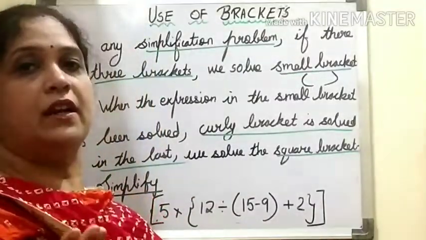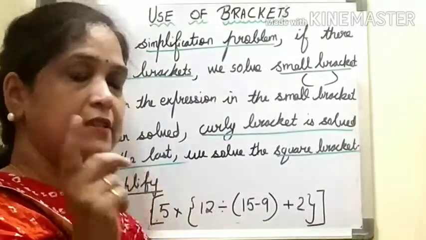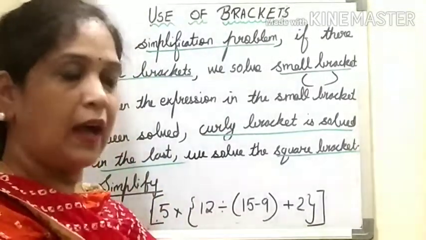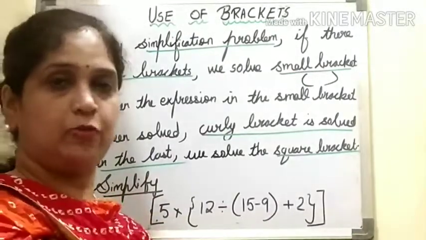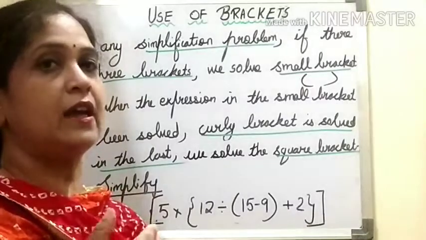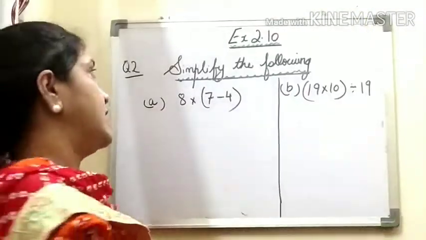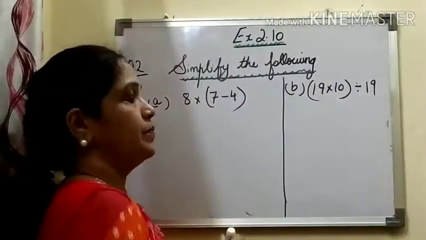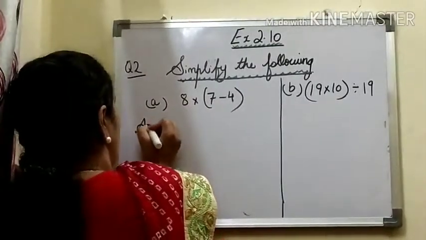It will be clearer to you when I solve 2 to 3 examples. Let us start exercise 2.10, question number 2, and I will solve 3 of the problems. You see how I am solving it. I will be explaining and solving. You just watch and try to do the rest of the sums accordingly. Now exercise 2.10, simplify the following. A and B I am solving. So very easy. We are going to solve in this way.